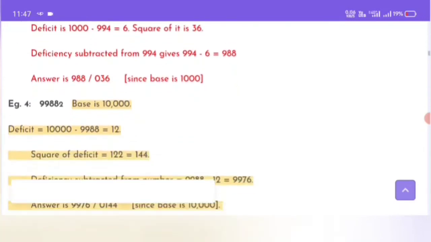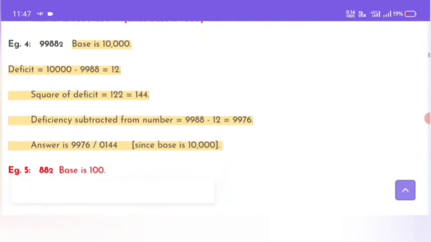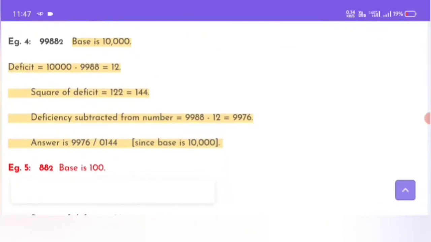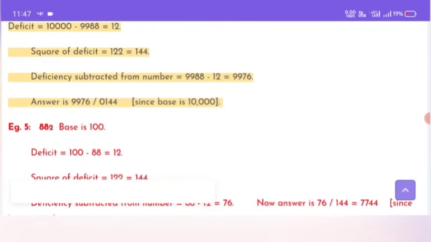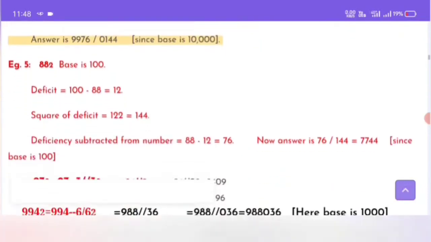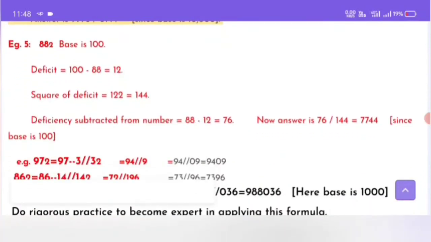Next, 9988 square. Here the base is 10,000, and the deficit is 10,000 minus 9,988, which is equal to 12. The square of this deficit, 12 square, is equal to 144. The deficiency subtracted from the number, 9988 minus 12, is equal to 9976. So the answer will finally become 9976 slash 0144, which can be written as 99760144, right? Okay, great. Let us get ahead.